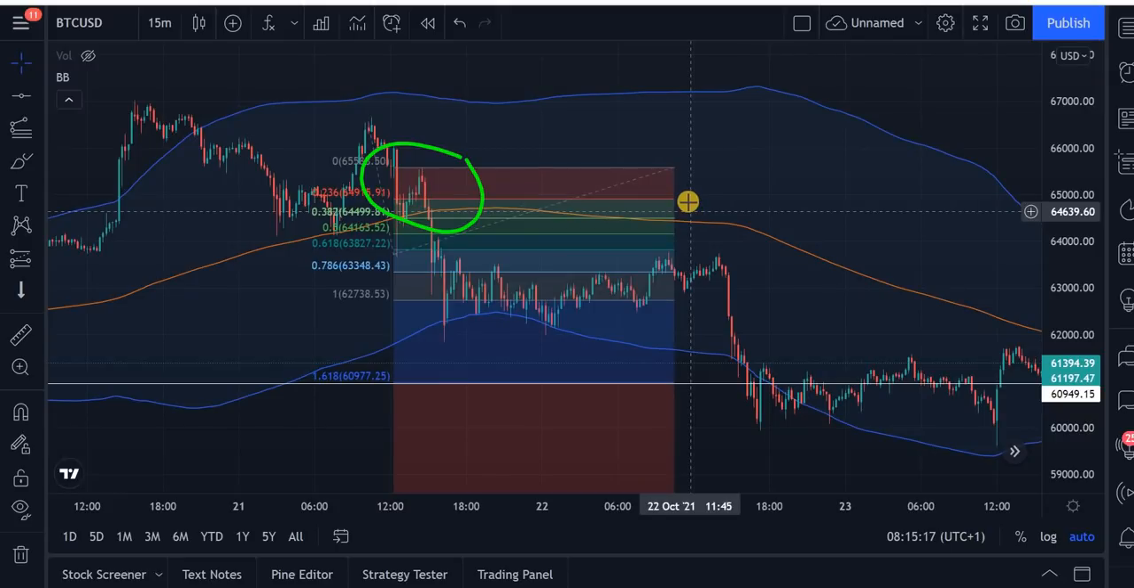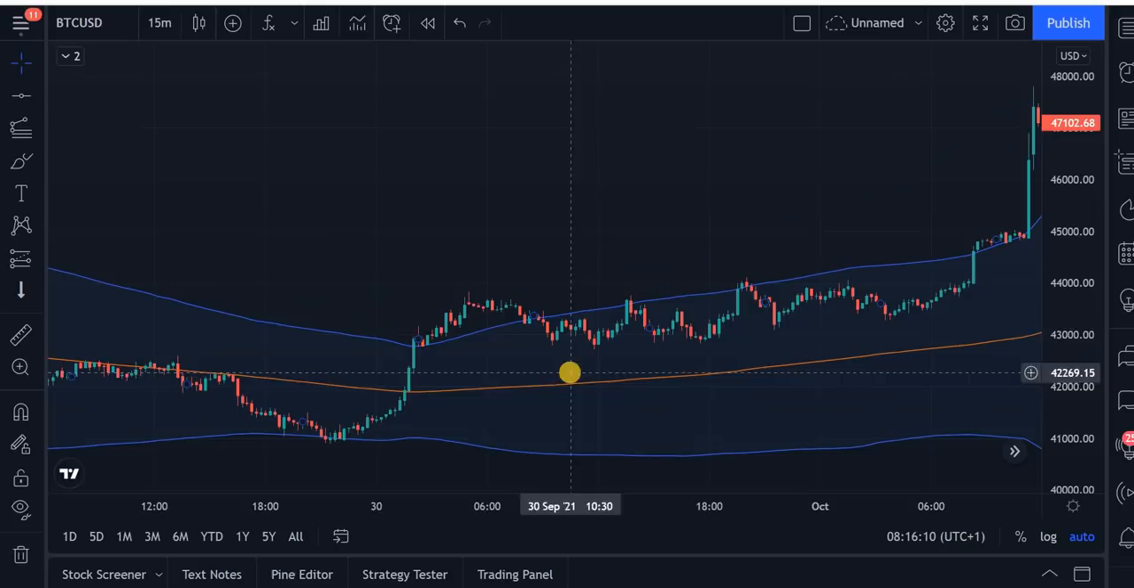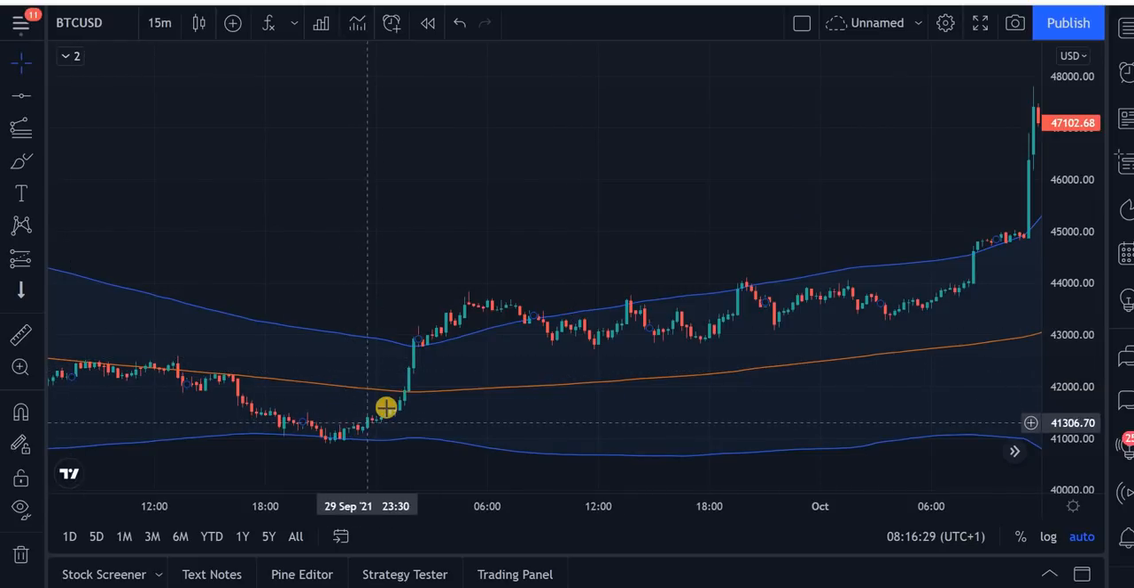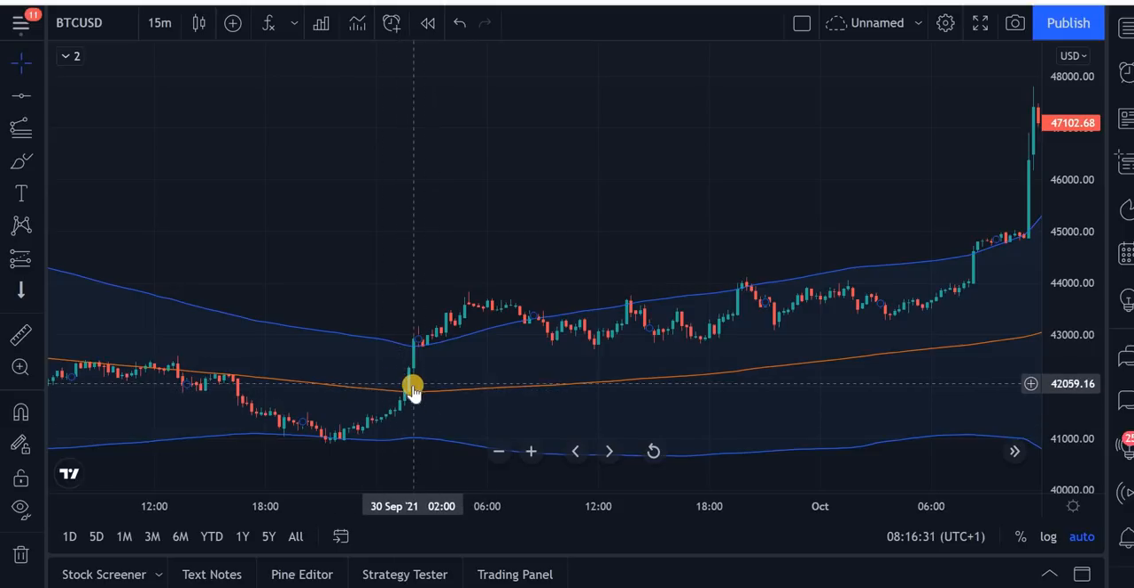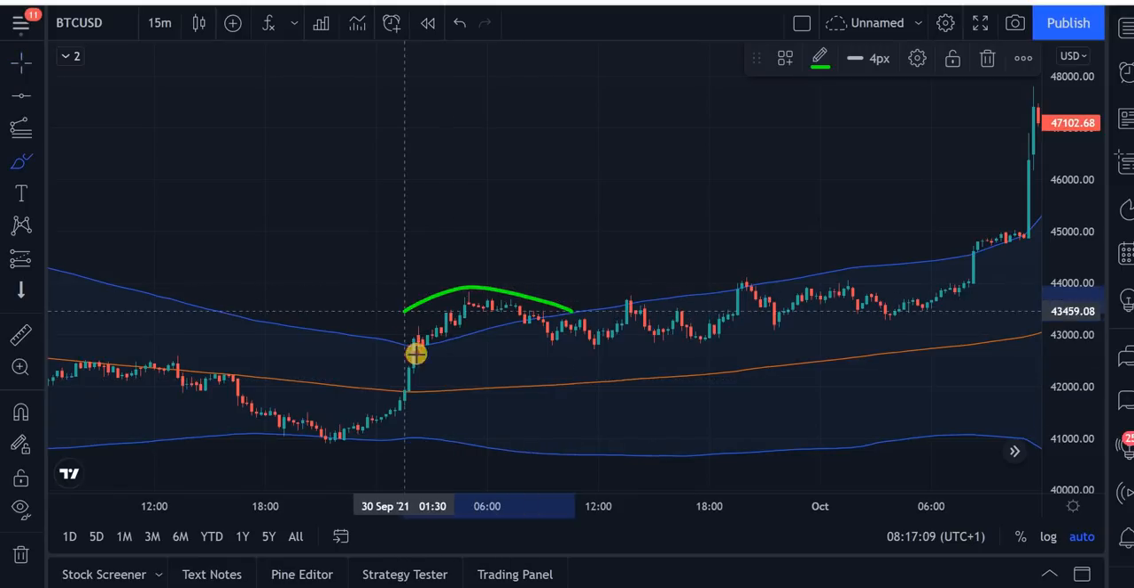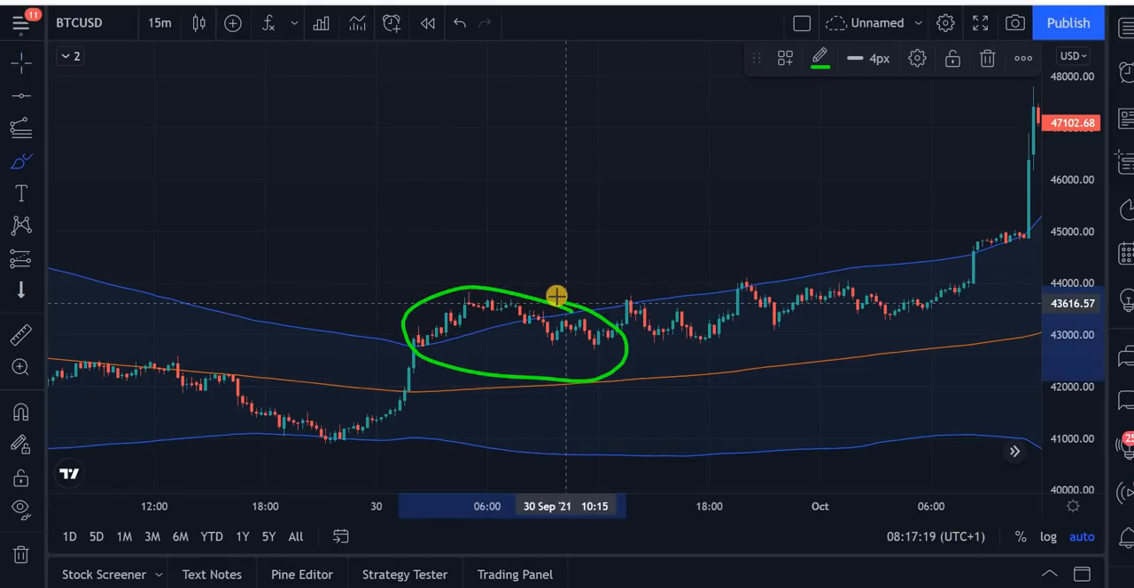Let me show you another example before I end this video. This is another example of a trend change using this indicator. As you can see, the price went from a downtrend and broke the moving average, which is right here, and started trading between the upper band and the moving average. So this right here confirmed an uptrend. This is exactly where I would enter a long position, at around this level when the uptrend has been confirmed using this Bollinger Band indicator.